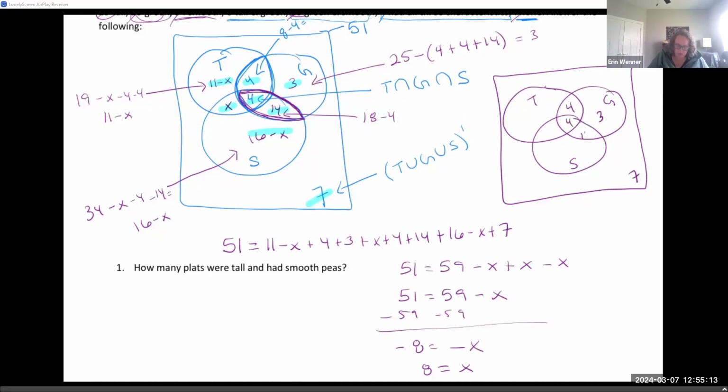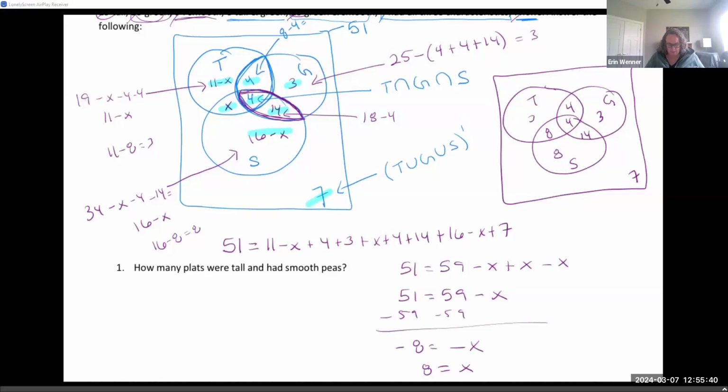Up in the tall only, we have 11 minus x. So we would do 11 minus 8, which is 3. And then down here, we've got 16 minus x. So we'll do 16 minus 8, which is 8. And so now we have our full Venn diagram filled out. Again, you have to fill the whole thing out before you can even start to look at answering the questions.